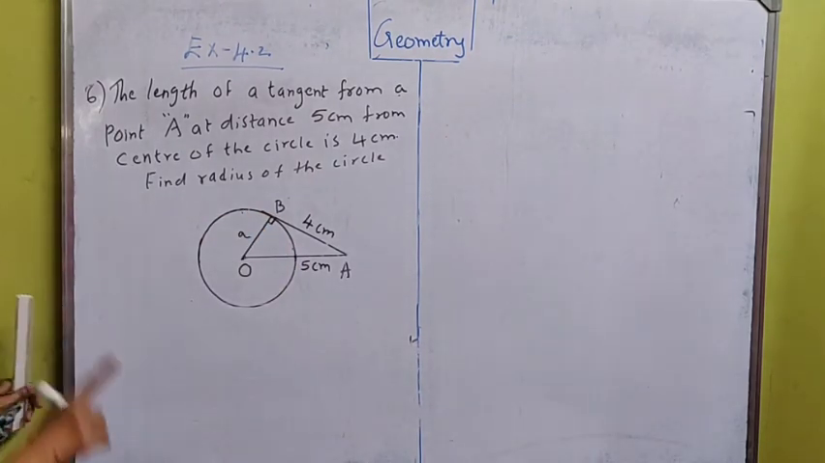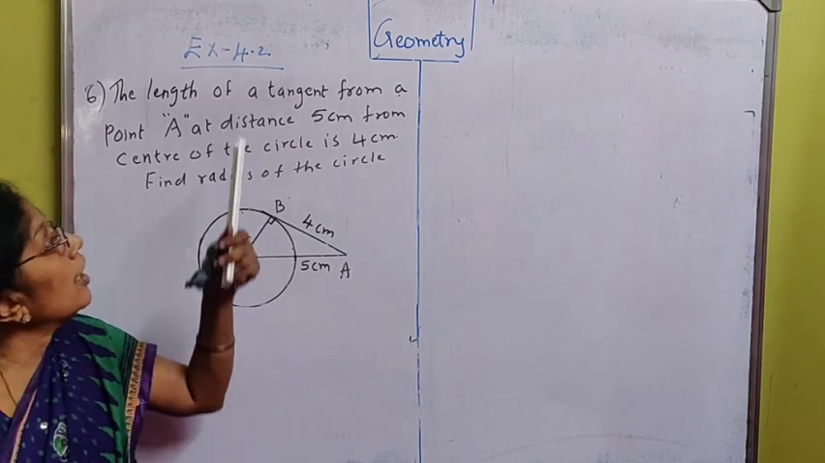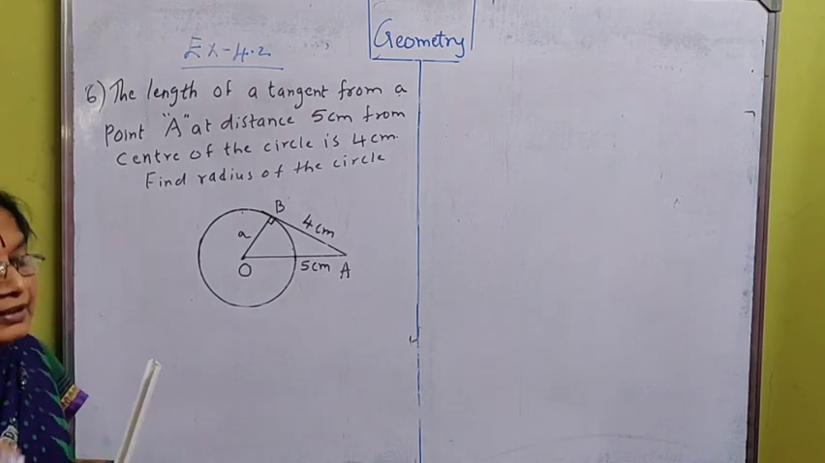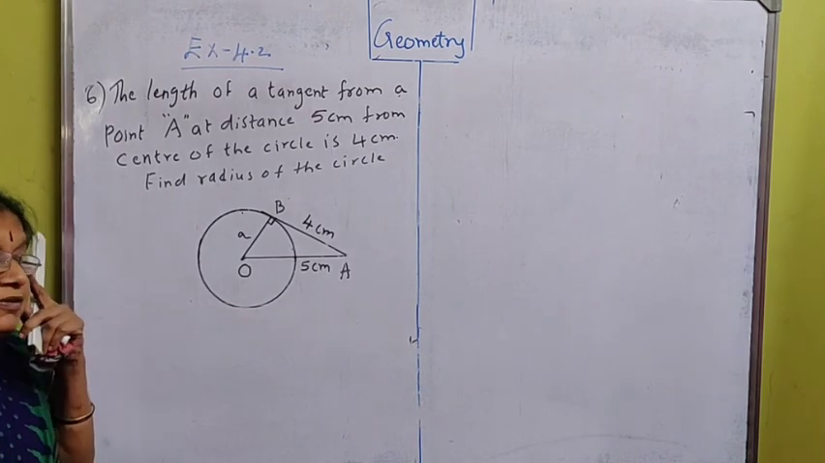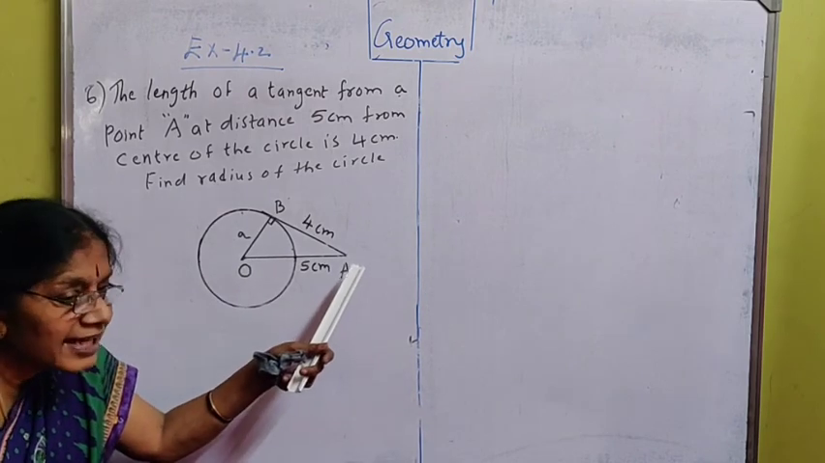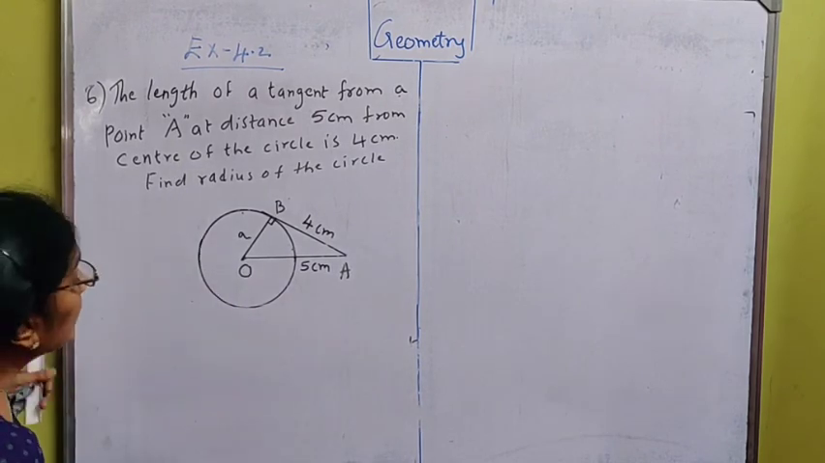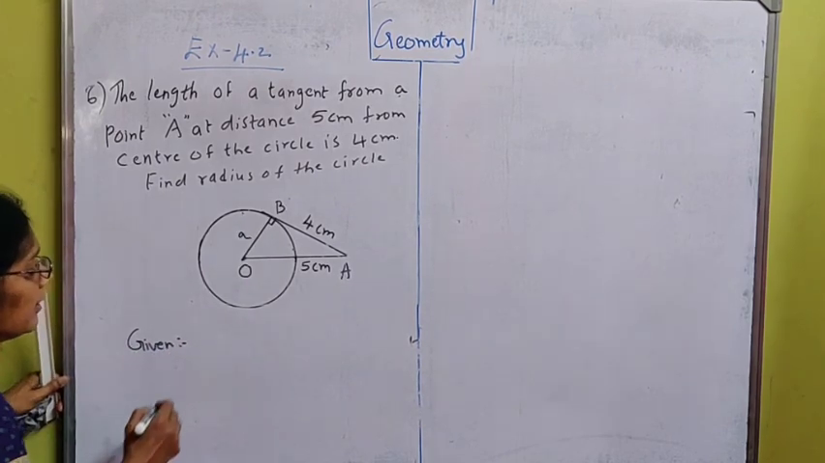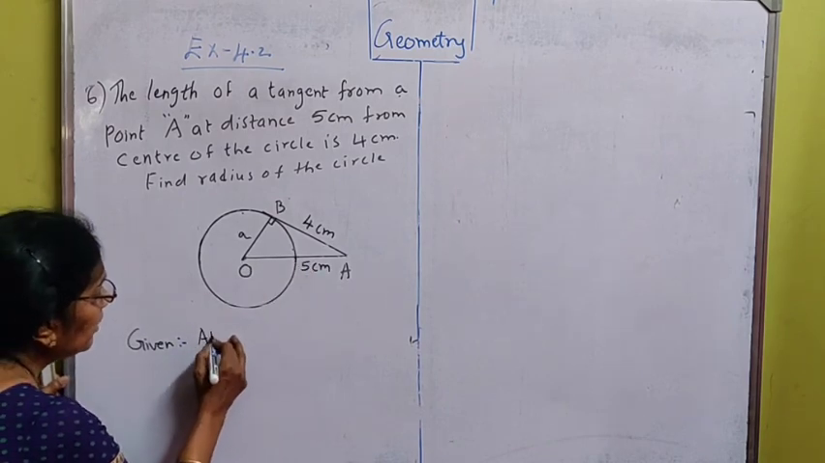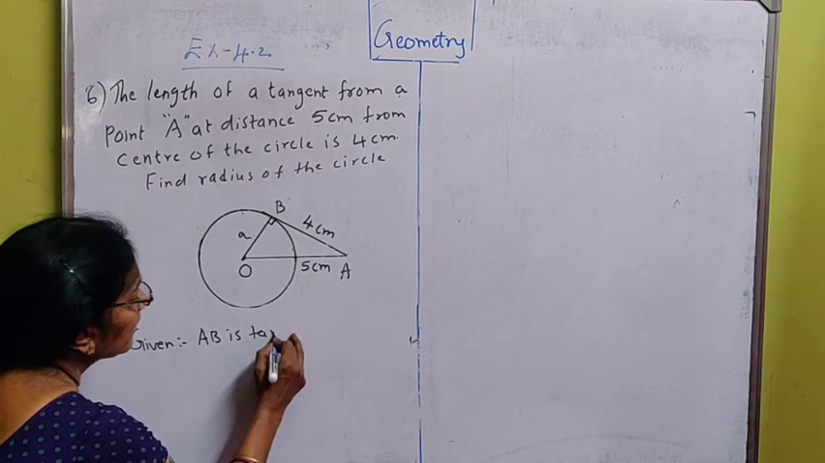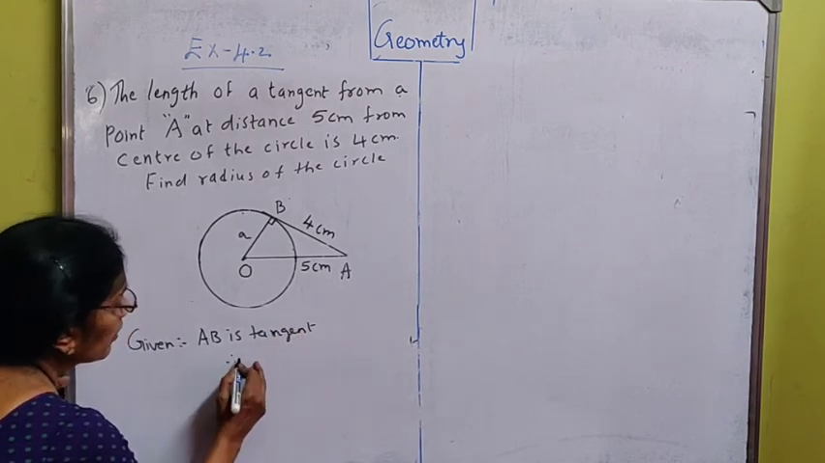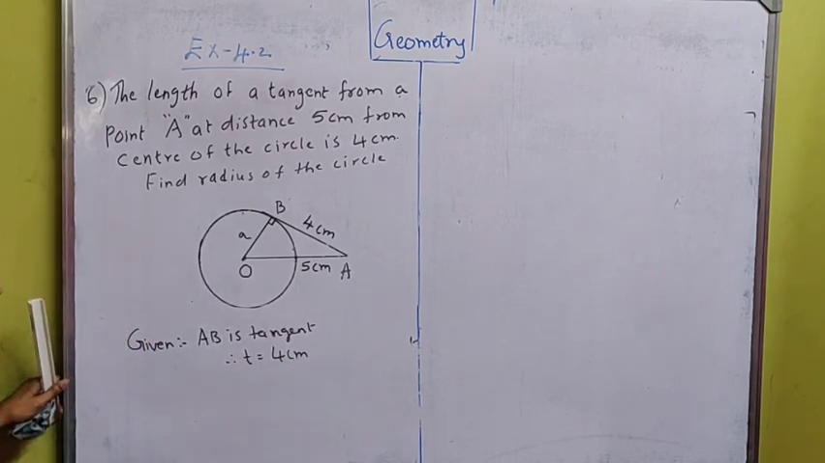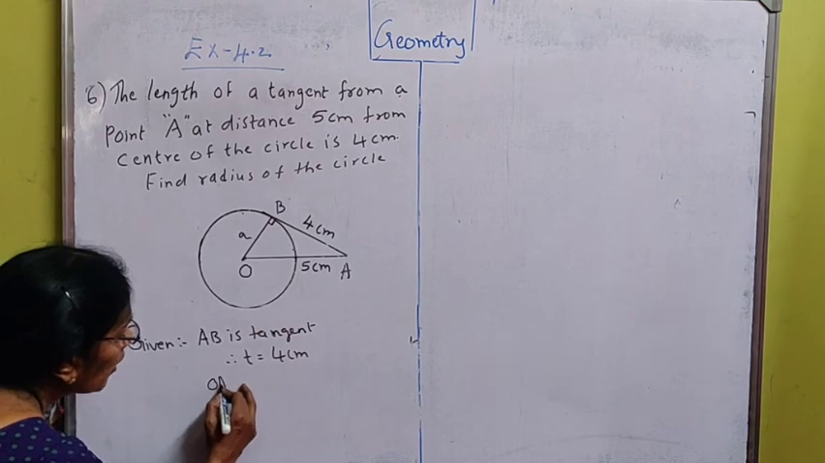Same problem in MCQ in exercise 4.2, second problem. I told you to take radius as R, tangent as T, and distance between the center and the external point as D. So what is given over here? First let us write it down. AB is a tangent. Therefore, T is equal to 4 centimeter.